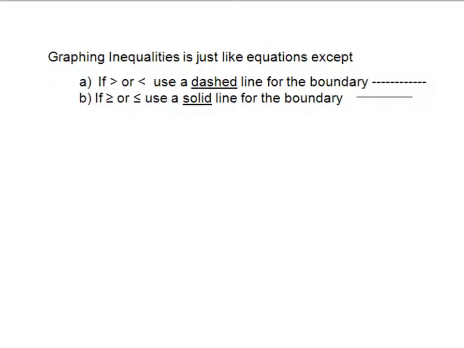Okay, so now we're going to start graphing the lines for the inequalities. The way we graph inequalities is the same as graphing a line. The only difference is you have to determine whether or not the points on your line are a part of the solution. So if you have a greater than or less than, meaning there's no equal to sign underneath it, you're going to use a dashed boundary line. If the inequality has an equal to sign underneath it, then you're going to use a solid line for the boundary. That symbolizes that all the points on that line are a part of the solution.